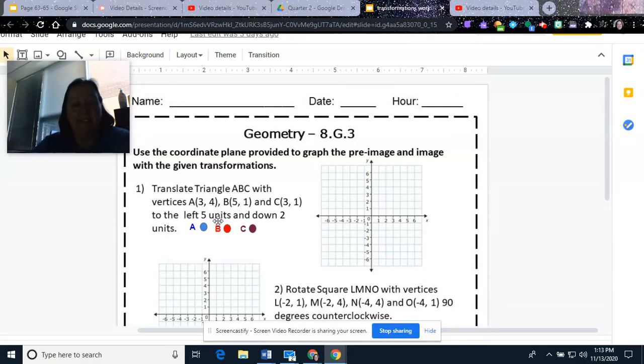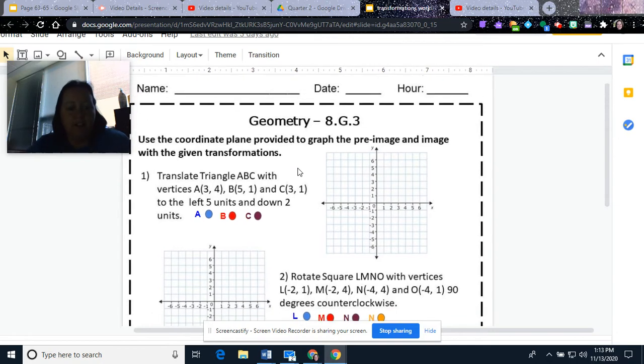Hi, today's assignment is a little bigger. This is 4 pages. When you open it on its learning, it will make a copy for you, so you don't have to worry about sharing it with me or anything. But I do want to go through and do an example or so on each page to get you a good start. So it says use the coordinate plane provided to graph the pre-image and the image given the transformations.